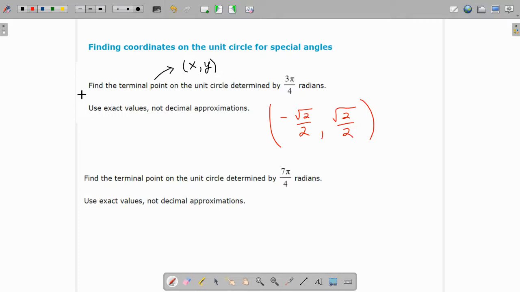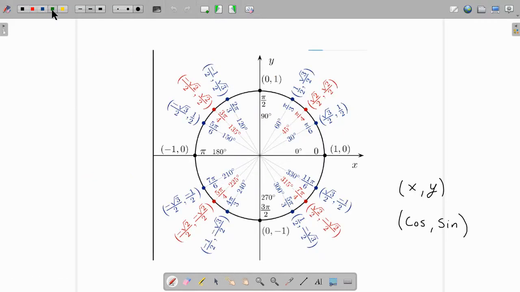Okay, last one. I bet you can do this one on your own now. Find the terminal point for 7 pi over 4. Okay, let's go back. Where's 7 pi over 4? Okay, got it right there. Here's our two values: radical 2 over 2, negative radical 2 over 2.